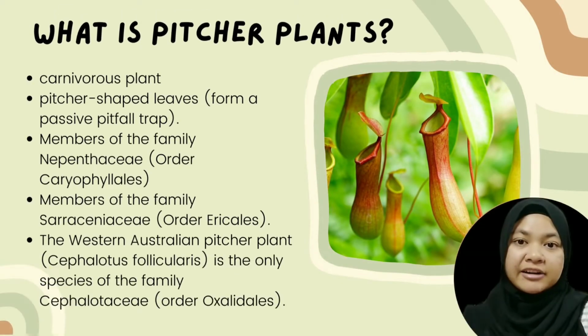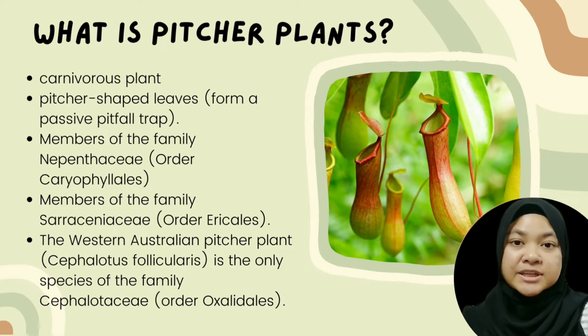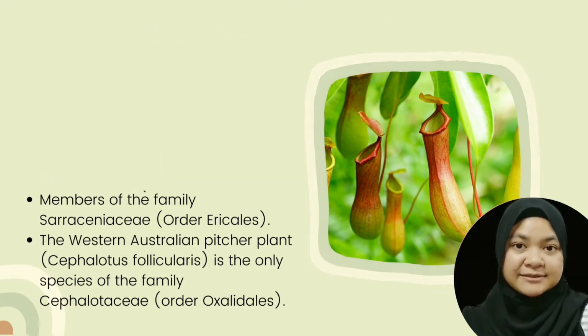Pitcher plants are carnivorous plants that have pitcher-shaped leaves which form a passive pitfall trap. Pitcher plants have three families. The first are members of the family Nepenthaceae in order Caryophyllales, next are members of the family Sarraceniaceae in order Ericales, and lastly the Western Australian pitcher plant Cephalotus follicularis, which is the only species of the family Cephalotaceae in order Oxalidales.